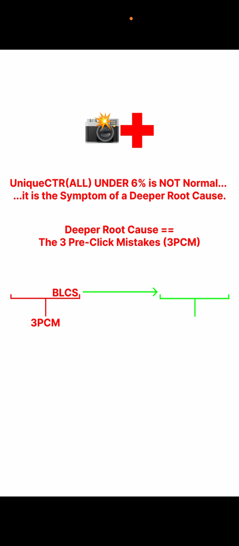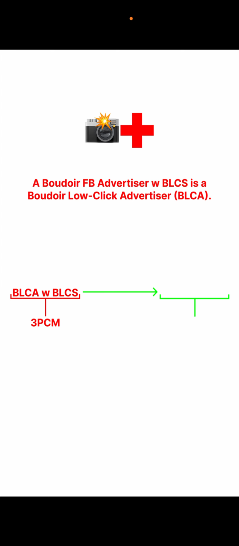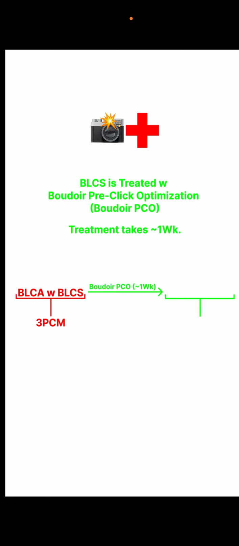And unique CTR under 6% is actually not normal. It's the symptom of a deeper root cause. And that deeper root cause is the 3 pre-click mistakes, the 3 PCM. And a Boudoir Facebook advertiser with BLCS is a Boudoir low-click advertiser, a BLCA. So we've got our universe taking shape here. BLCA with BLCS is caused by the 3 pre-click mistakes.